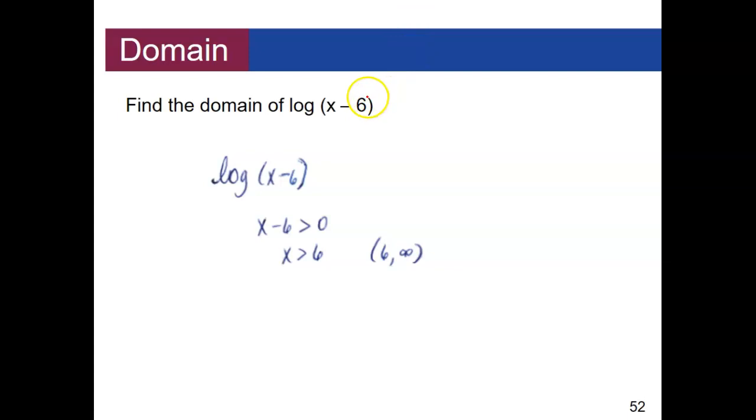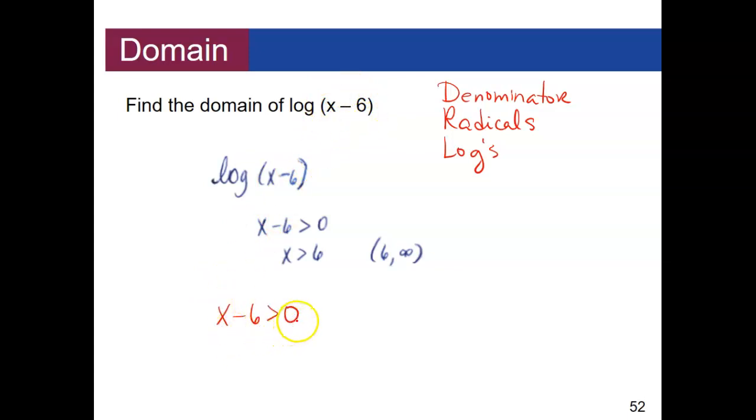Okay, finding the domain on these is important. In the past, we've looked at different things that can cause domain restrictions. One was denominators, and the other was radicals. Now that we've looked at logarithms, we're going to learn that logs is the third type of restriction that we have to consider. So whatever we're taking the log of has to be positive. So I'm going to set this so that it is greater than 0, and solve it. So basically that's where I get this as the domain. Okay, it has to be from 6 to infinity for the domain.